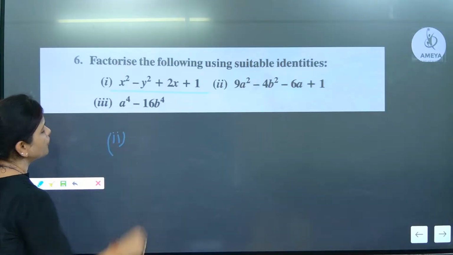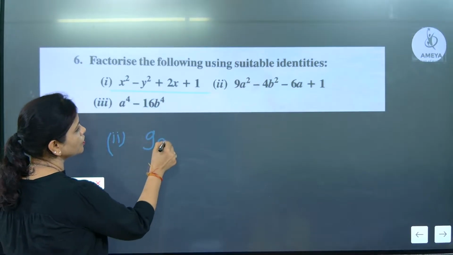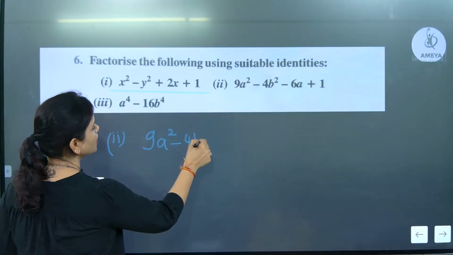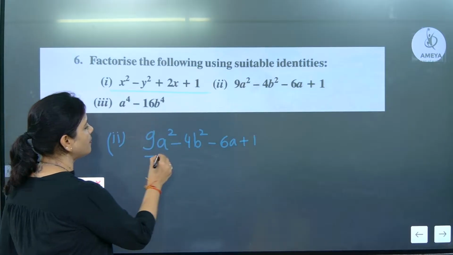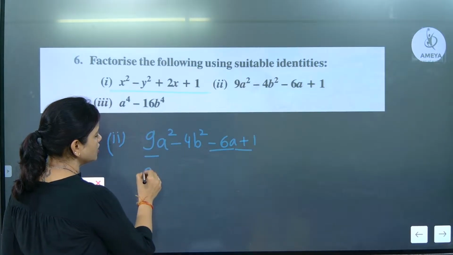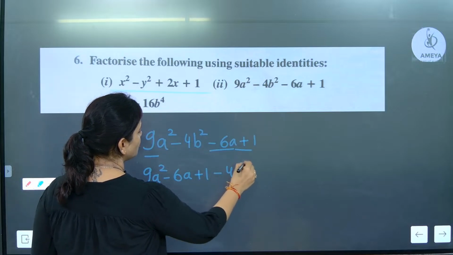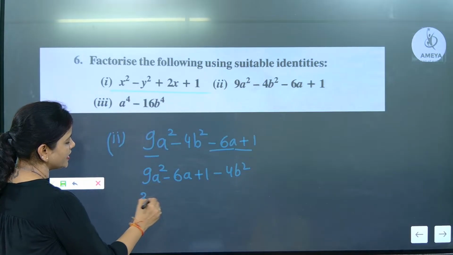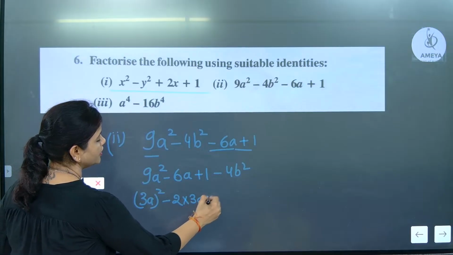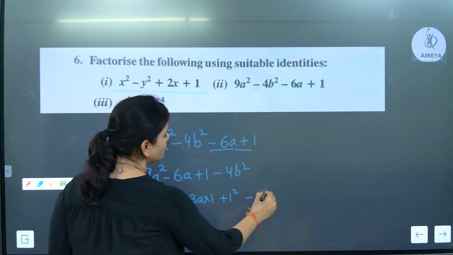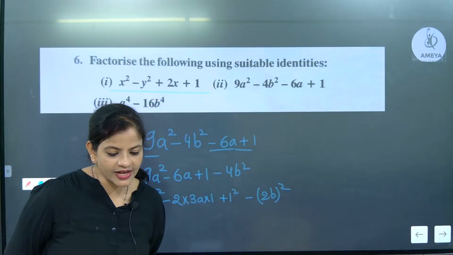Second question, children. If you got the answer, I think Amrish has got the answer for that. What is the question? Look here: 9a square minus 4b square minus 6a plus 1. Now, beta, we will take the a part to one side. So 9a square minus 6a plus 1 minus 4b square. Here this will be written as 3a whole square minus 2 into 3a into 1 plus 1 square.